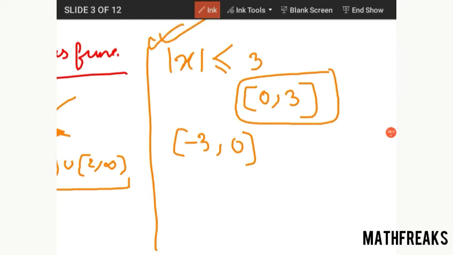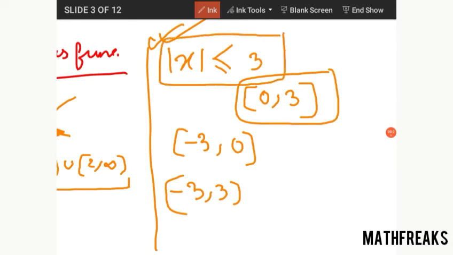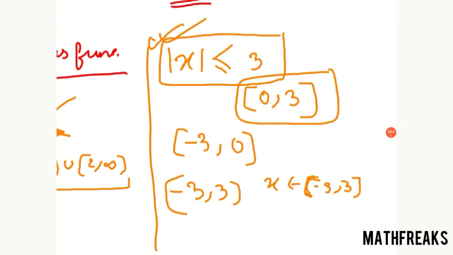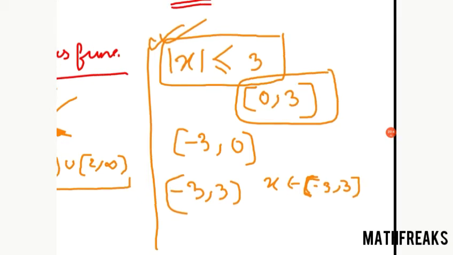If you take -2, you're going to get 2. If you take -1, you're going to get 1. So from -3 to 3, both included in this range, all the values of x will satisfy this inequality, correct? So we can say that x belongs to [-3, 3], closed brackets. I hope that you understood these two inequalities.